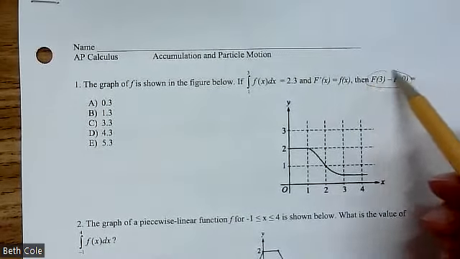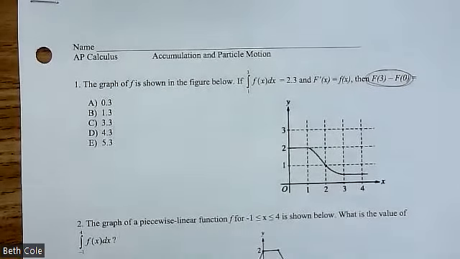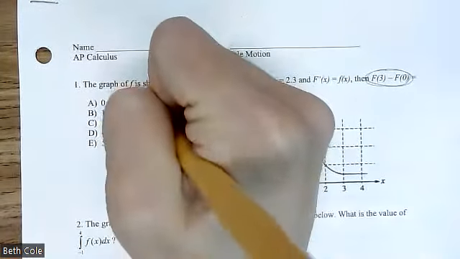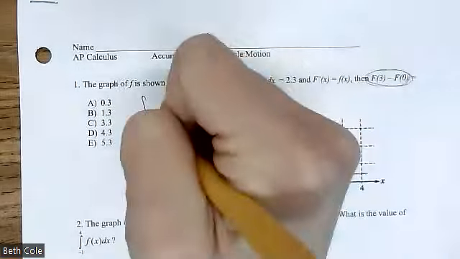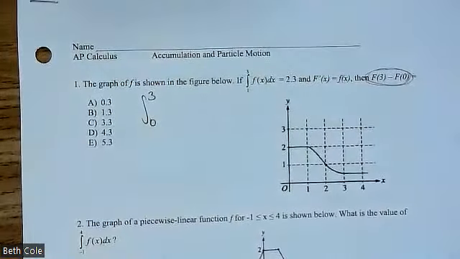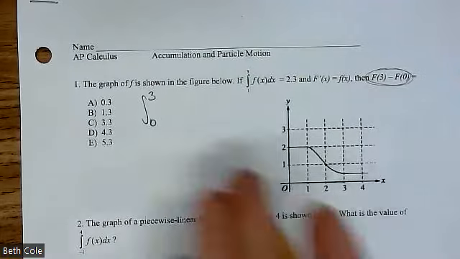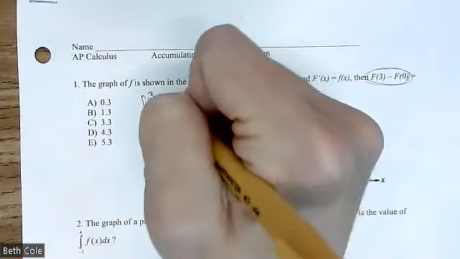We want f of 3 minus f of 0. We talked about this last time. That should trigger in your mind upper boundary minus lower boundary. All right, so what we want is an integral from 0 to 3 of what? Well, they only gave you f of x, so that's what it has to be.